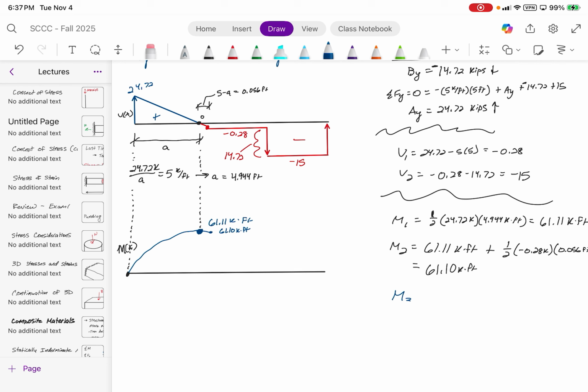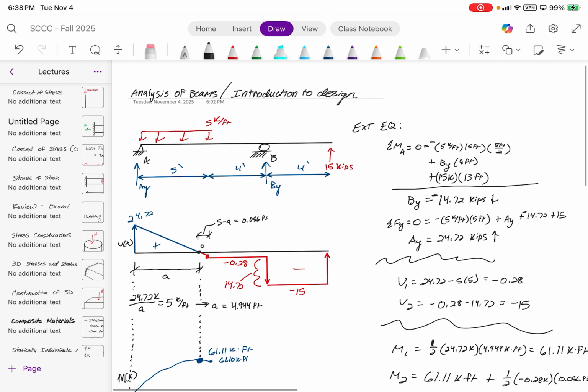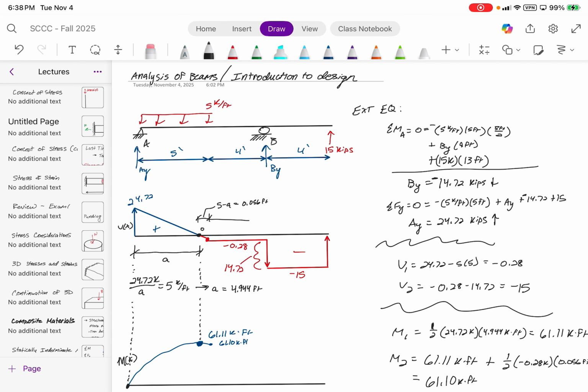From here, calculate M3. And this is just going to be the 61.10 plus the negative 0.28 times its length, which the length from here to here is exactly 4 feet.